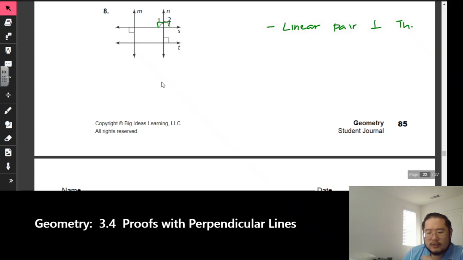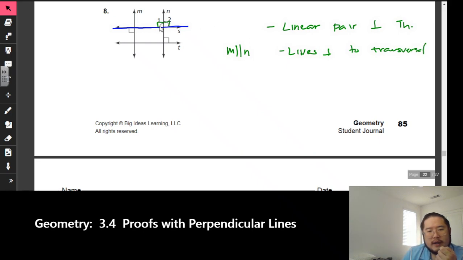Okay, and so let's take a look. I've got 90 degrees here, 90 degrees here. If I say that this is the transversal line S, and then I've got two 90-degree angles, both M and N are perpendicular to S, then I've got lines perpendicular to a transversal. So I can go ahead and say right here that M is parallel to N. Got lines perpendicular to the transversal.